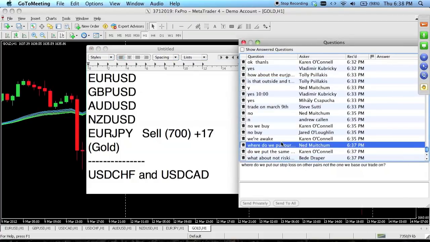Okay? Where do we put the stop loss on the other pairs, not on the ones we did? There's no need to put a stop loss on any of the pairs. Treat the whole trade as one. You put the stop loss and take profit only on the pair that's perfect, in this case, euro yen. Once euro yen touches its stop or take profit, exit everything. Okay? Treat the trade as one.